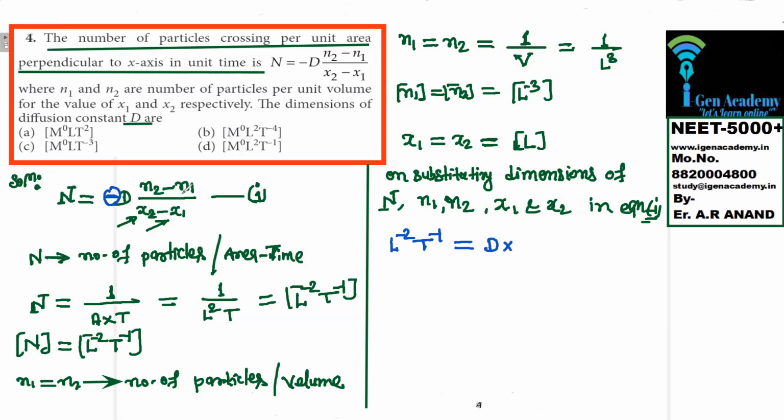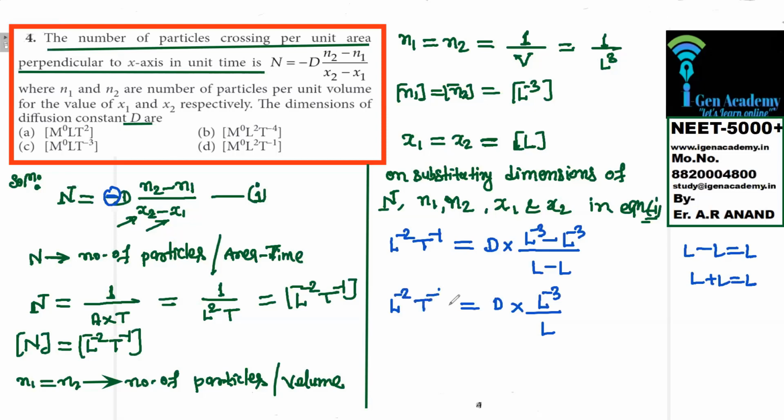Okay, so N2 and N1, what are they? It is going to be L raised to the power minus 3, and here also L raised to the power minus 3. What are x1 and x2? They are representing just length, L. Okay, fine. So L raised to the power minus 3 minus L raised to the power minus 3. Do not say it is going to be 0. No, it is dimensions. The way we had studied, L minus L is equal to L and L plus L is equal to L. Similarly, L raised to the power minus 3 minus L raised to the power minus 3 is just L raised to the power minus 3, and L minus L is equal to L. So L raised to the power minus 3 over L, that is L raised to the power minus 4.